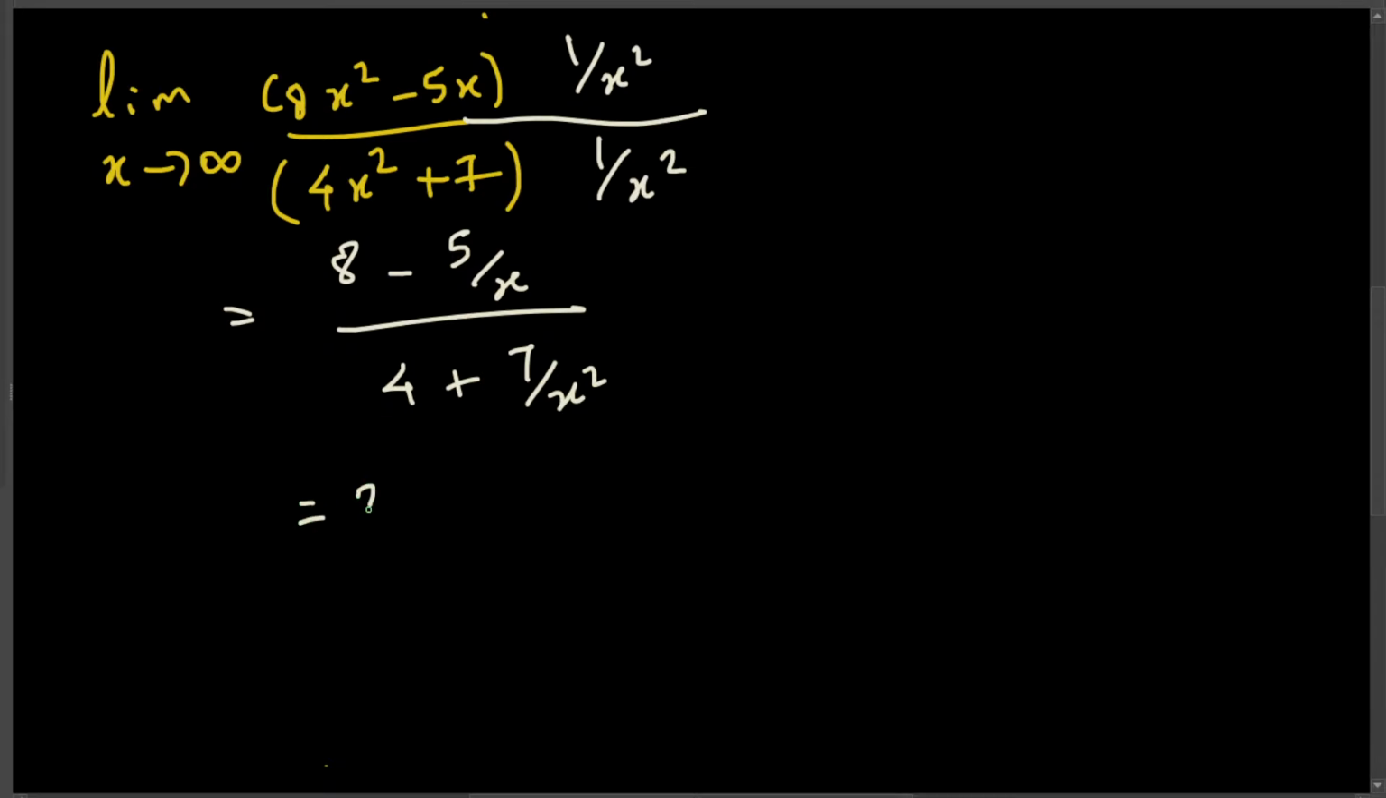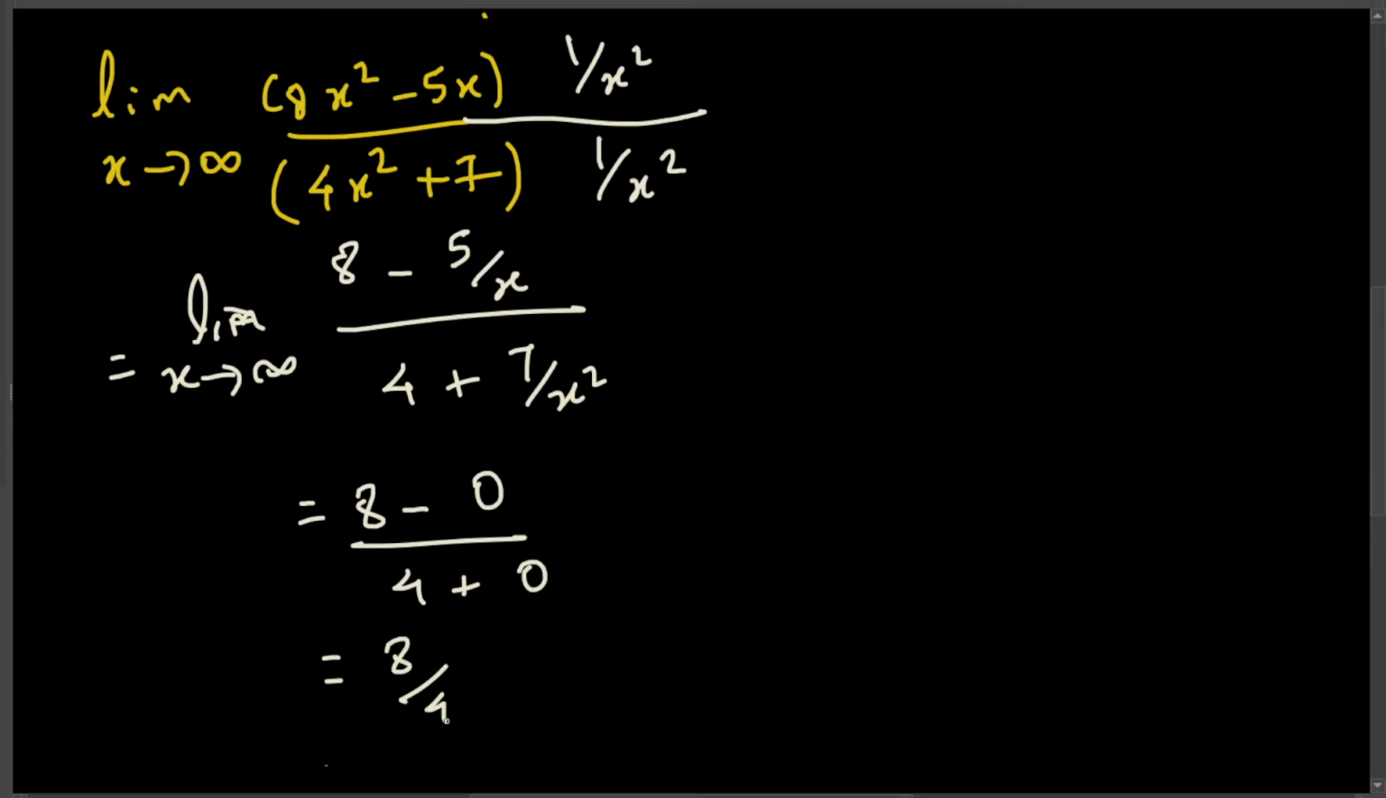So here, 8 minus 5 over infinity, if I substitute this one, and make sure you write limit here as well because we didn't substitute infinity yet. So I'm going to write limit x approaches infinity here, and the next one I'm going to substitute. This 5 over infinity becomes 0. And then 4 plus, again, if you square an infinity, that is also a huge number, so 7 over infinity is also 0. So finally we are getting 8 over 4.